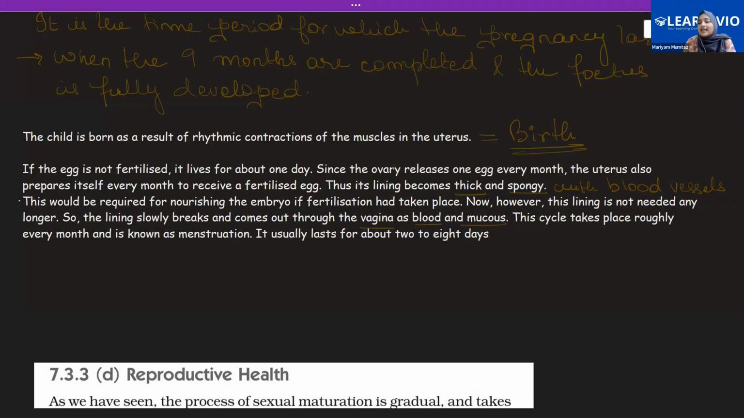So it is a cyclic process that takes place roughly every month, and we call it menstruation. It lasts for about 2 to 8 days. It varies from female to female, but that is how it happens. Once the whole 8 days are completed, the uterus will become thick and spongy again, ready for the next cycle. When fertilization does not happen, it will be shed again. Is it clear?